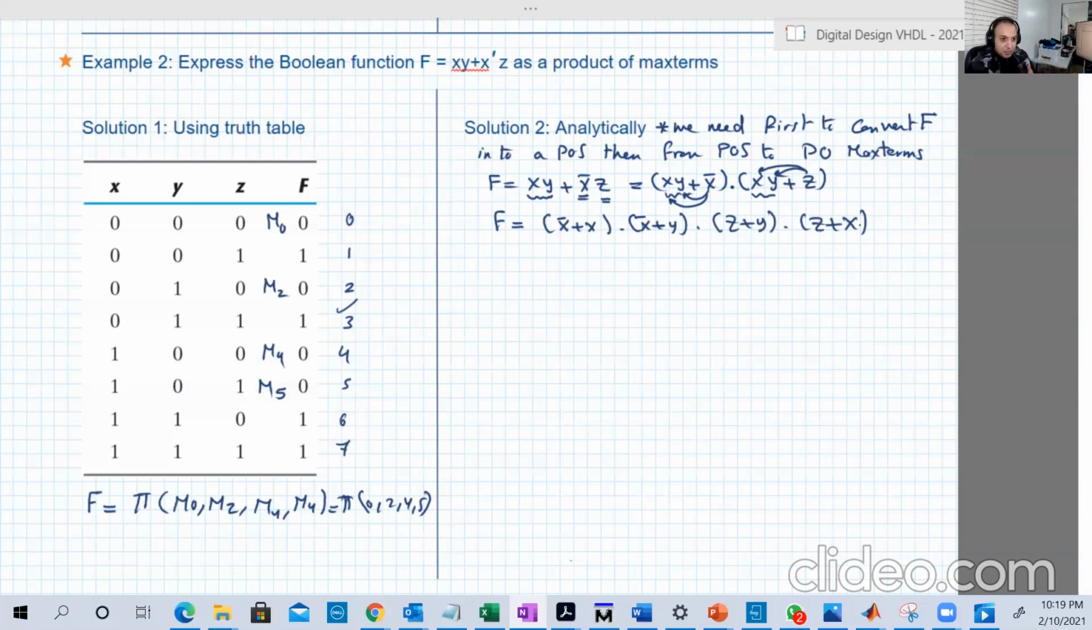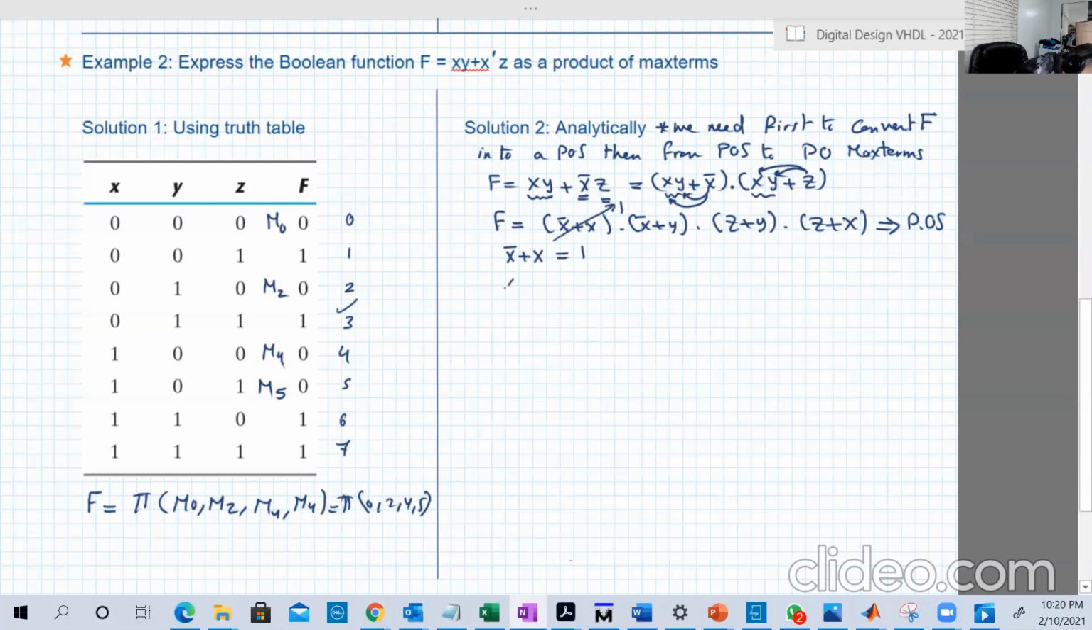Now we have four terms, and generally now the shape of F is a product of sums. This is basically a product of sum, but they are not max terms, not even one of them. All of them are not max terms. So we need each term to be a literal plus a literal plus a literal, the three letters x, y, and z. So let's start with the first one, x bar plus x. This is basically equal to 1. So we can remove it.